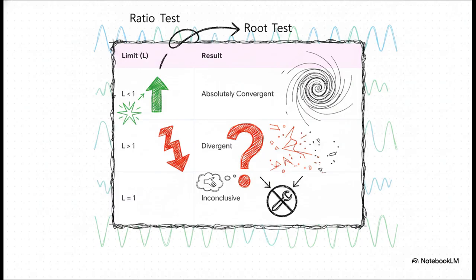Here's how you score it. If L is strictly less than 1, you win. The series is absolutely convergent. If L is greater than 1 or if it equals infinity, the series diverges. But watch out for the dreaded third outcome. If L equals exactly 1, the test is entirely inconclusive. It literally gives you zero information, and as our sources point out, you just have to pack that tool away and try a totally different strategy.